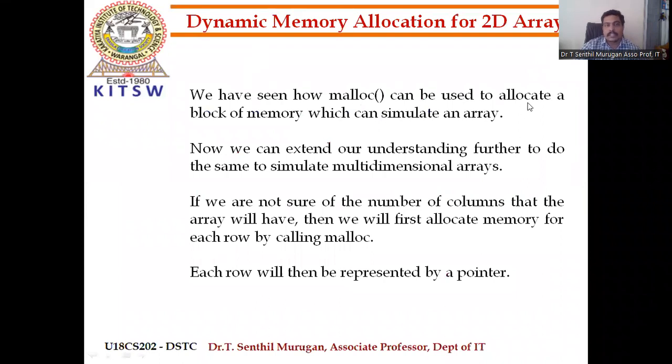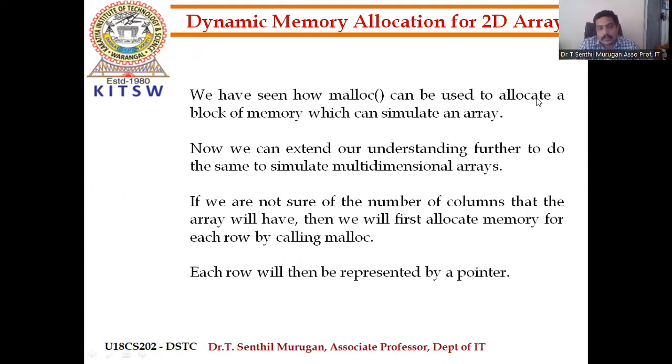For a two-dimensional array, we have seen how the malloc function is used for allocating memory, and we discussed the syntax in the previous video lecture. Now we can extend our understanding further to simulate the multi-dimensional array. In the previous video we discussed the single-dimensional array, where we take the size as the number of elements, and that many values can be assigned based on the malloc function. It will return the pointer to the first memory location where it is allocated.